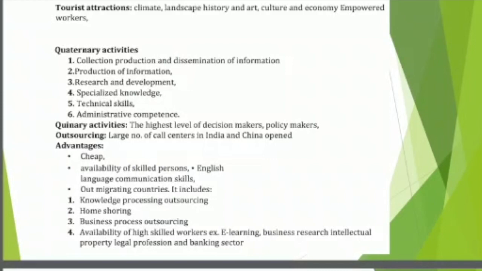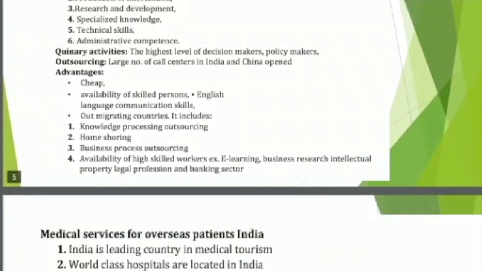The activities that are highly specific and specialized are placed under these quinary activities. This includes the highest level of decision makers, policy makers, administrator, government official, research scientists. All these people will come under quinary activities, and these people engaged in quinary activities are also called gold collar profession.